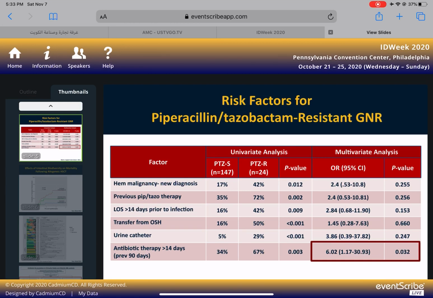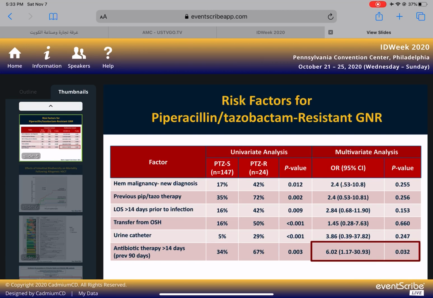However, when you look at multivariate analysis on the right side of this table, highlighted at the bottom, there was really one factor that ended up being statistically significant for developing a piperacillin-tazobactam resistant infection, and that was if patients received antibiotic therapy for more than 14 days sometime in the previous 90 days. And you see the odds ratio, you were about sixfold more likely to have a piperacillin-tazobactam resistant organism if you've had extensive antibiotic therapy in the last 90 days.